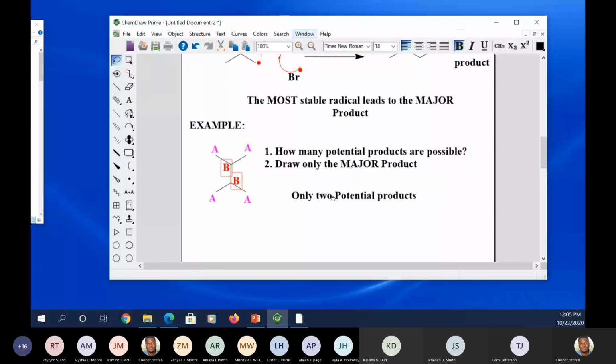I'm sorry. I really wanted to do a more difficult question, but that's the first thing that came to my mind. So there are only 2 potential products.